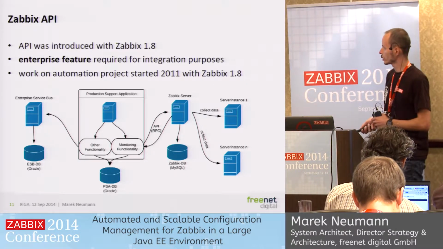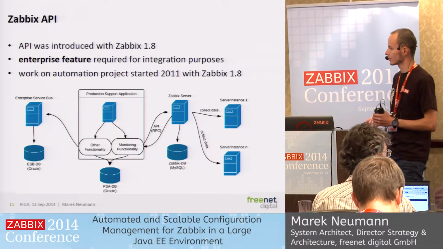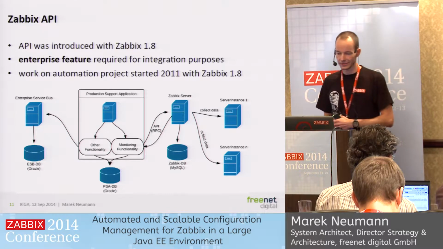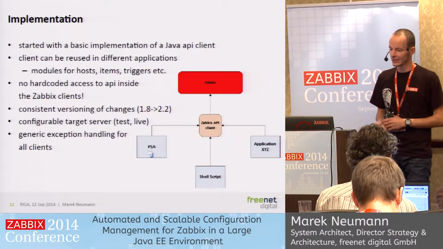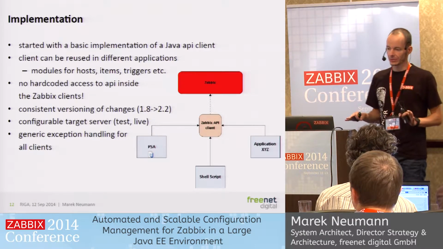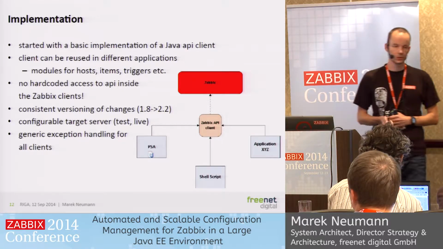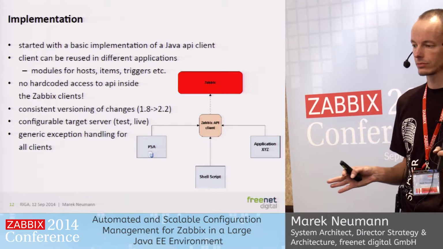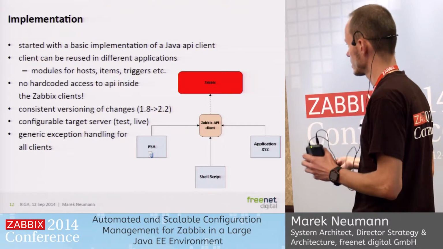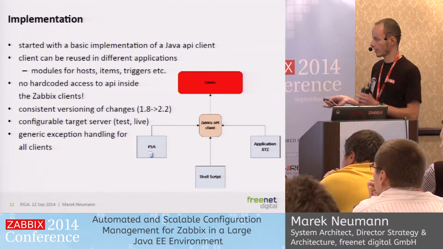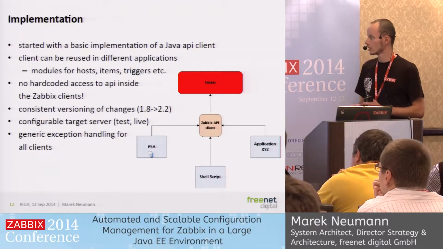We worked on that project. We started 3 years ago, so it's been a long time since then. And it's not live yet, so we are still working on it. We started with a basic implementation of a Java API client. The idea was to use that client in different applications. So one example is our central management application, but we could also use a shell script for our Unix administrators or another application.